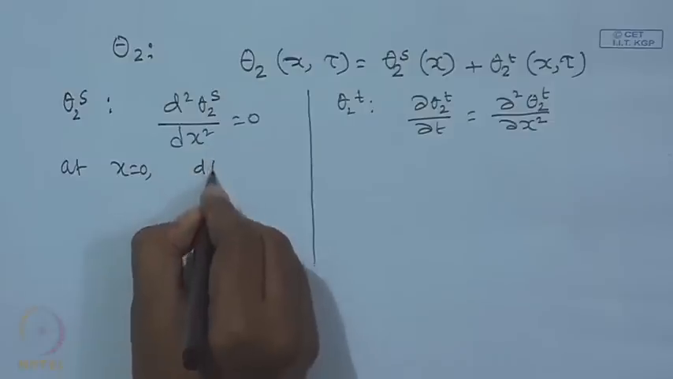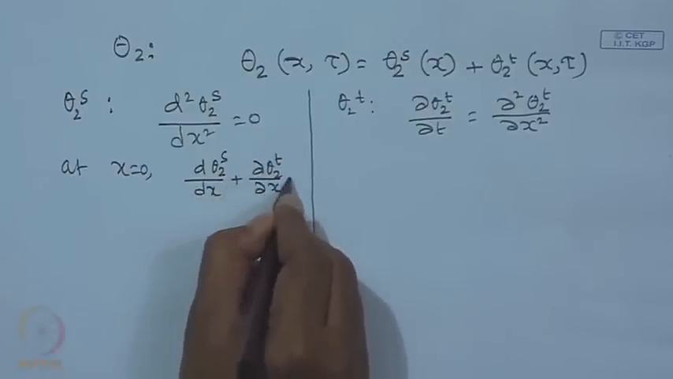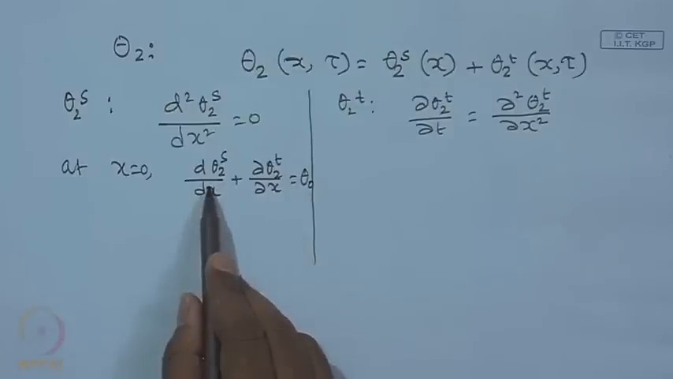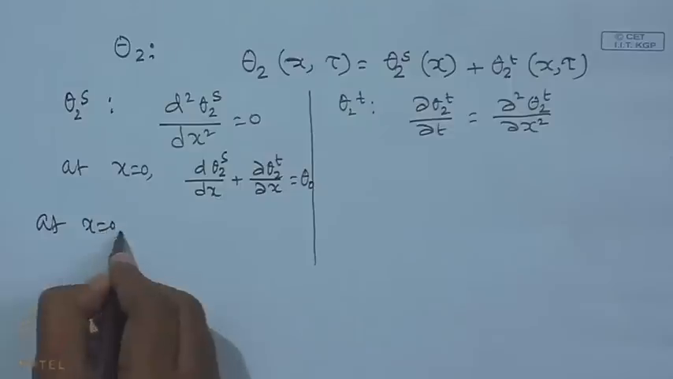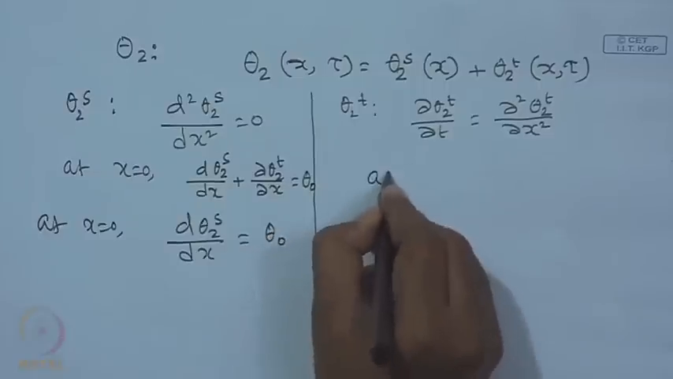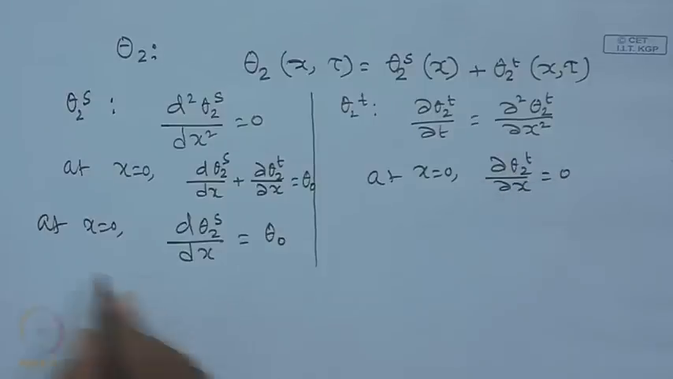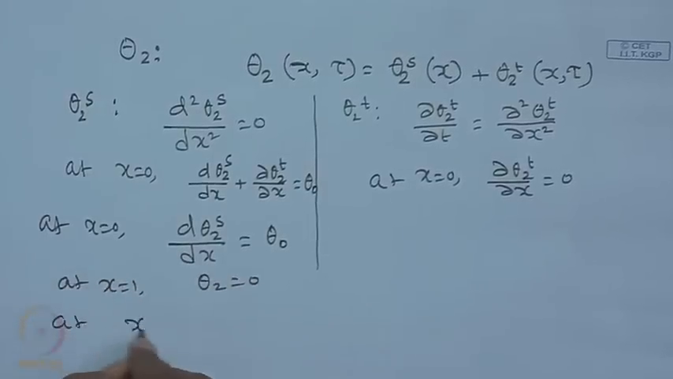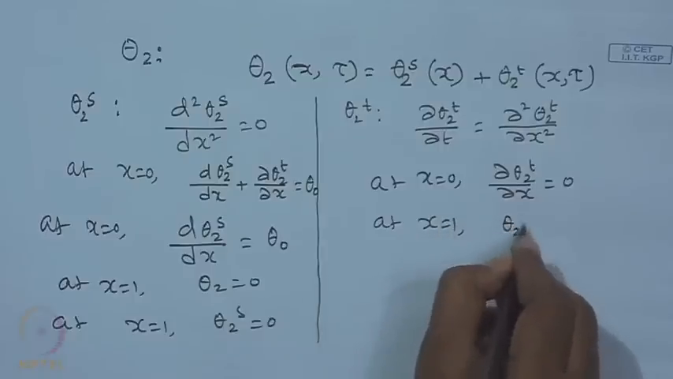So, we put dθ2s by dx plus ∂θ2t by ∂x equal to θ0, and we intentionally associate the non-homogeneous term with the steady state boundary condition, so that the boundary condition of the transient problem will be homogeneous. So, at x equal to 0, we should have dθ2s by dx equal to θ0, and at x equal to 0, we should have ∂θ2t by ∂x equal to 0. At x equal to 1, we have θ2 equal to 0. Therefore, at x equal to 1, we should have θ2s equal to 0, and θ2t equal to 0.